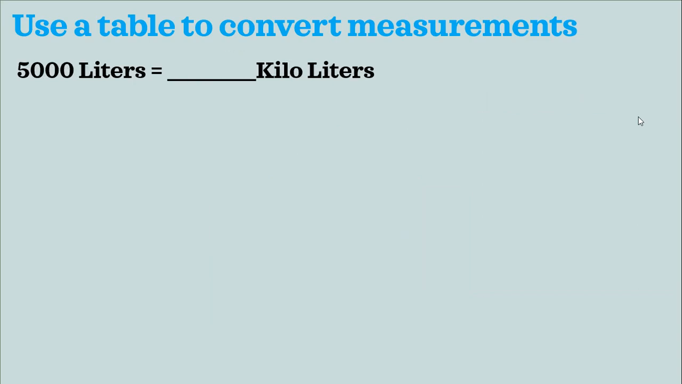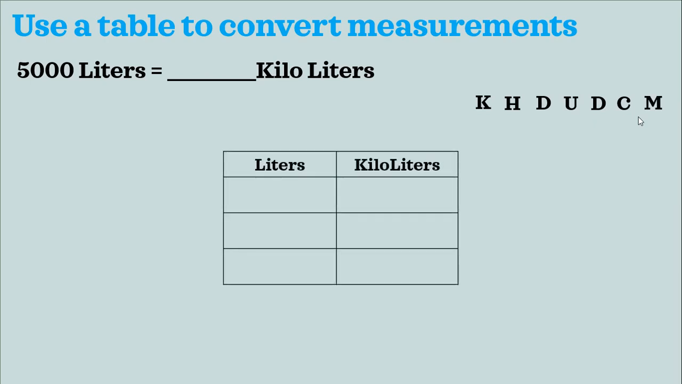Now let's convert 5,000 liters to kiloliters. King Henry died unusually drinking chocolate milk. Here's our table. We're starting with liters, which is why we have liters at the beginning of our table, and we're ending in kiloliters, which is why kiloliters is at the end. Here we are starting with liters, which is our units, and we're ending in kiloliters. Kiloliters is much bigger, so we're actually going to be dividing.